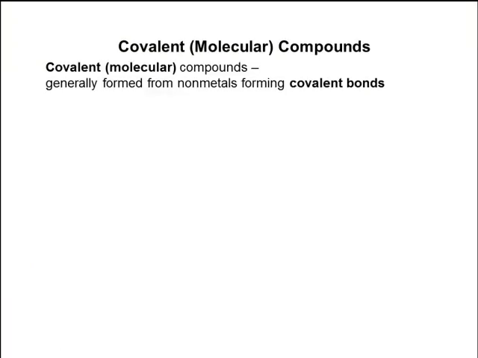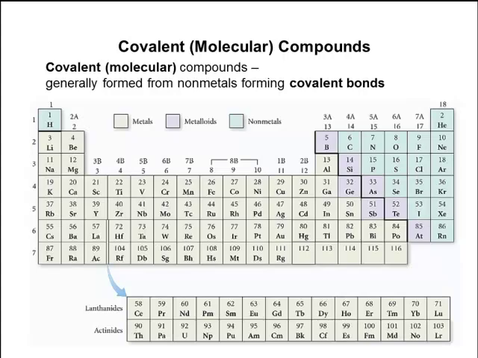Let's look at covalent compounds. Covalent compounds are going to be formed from nonmetals. So a nonmetal combining with a nonmetal. Remember, nonmetals are going to be on the right-hand side of the periodic table. Metals are going to be on the left-hand side, and the metalloids are going to be between those two. So you need to be able to recognize where the metals, metalloids, and nonmetals are at on the periodic table.